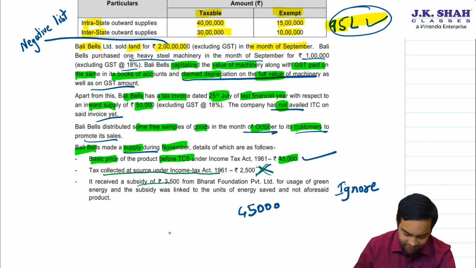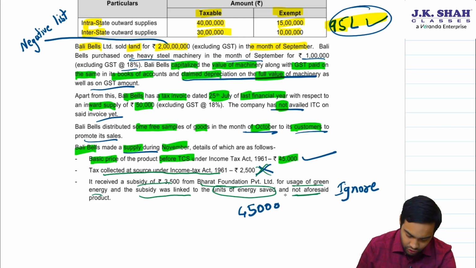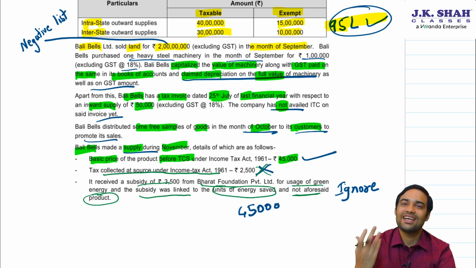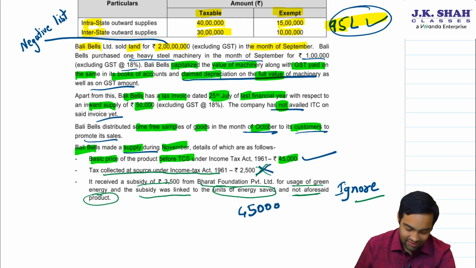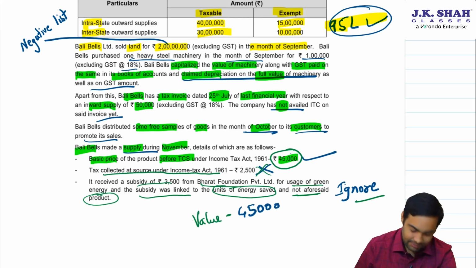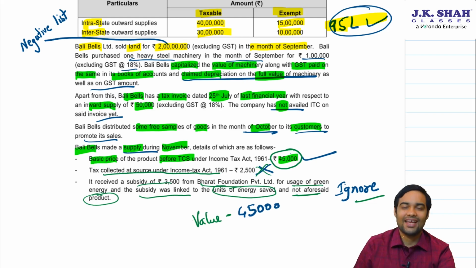It received a subsidy of 3,500 from Bharat Foundation for usage of green energy, and the subsidy was linked to unit of energy saved, not to the product. Oh, it's not linked to the product. If it is not linked to the product, then there's no question of considering it. So we will ignore this. The right answer will be 45,000. This will be the value, because a subsidy which is not directly linked to the supply will not form part of value for the purpose of section 15.